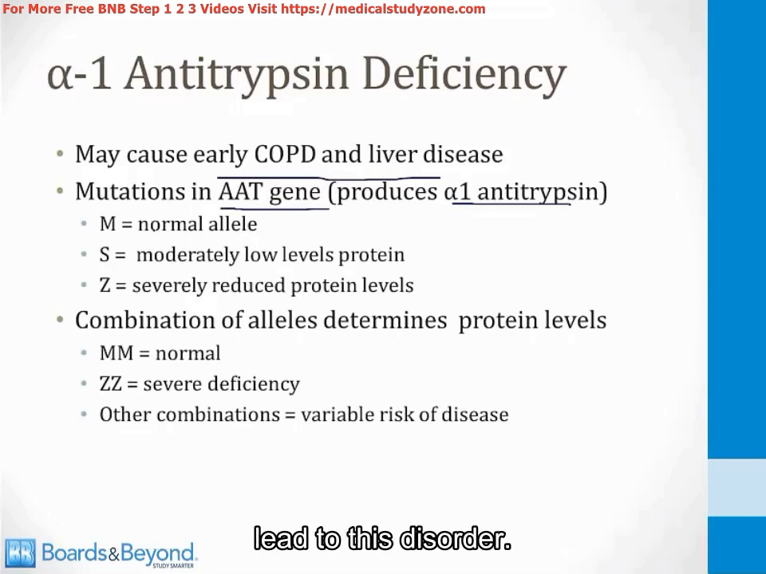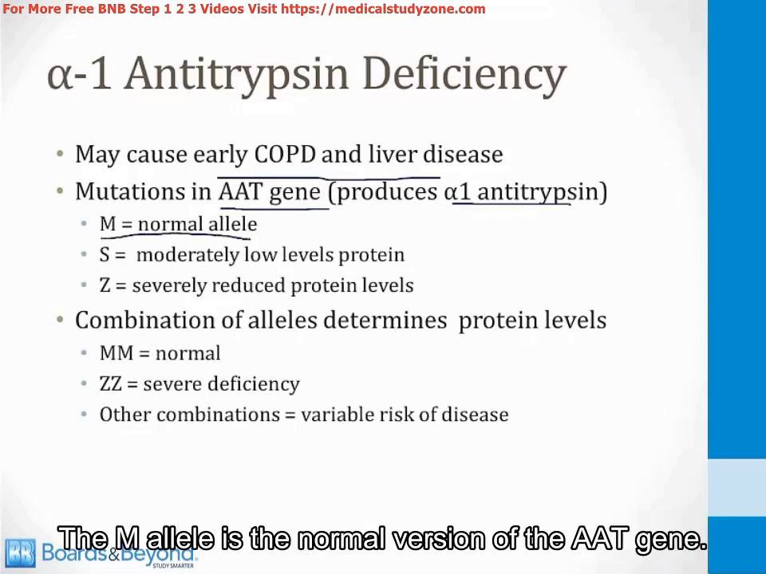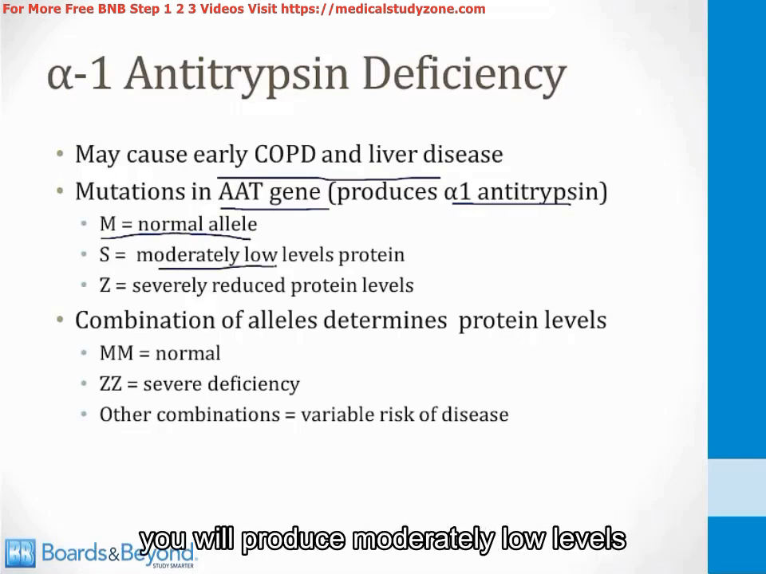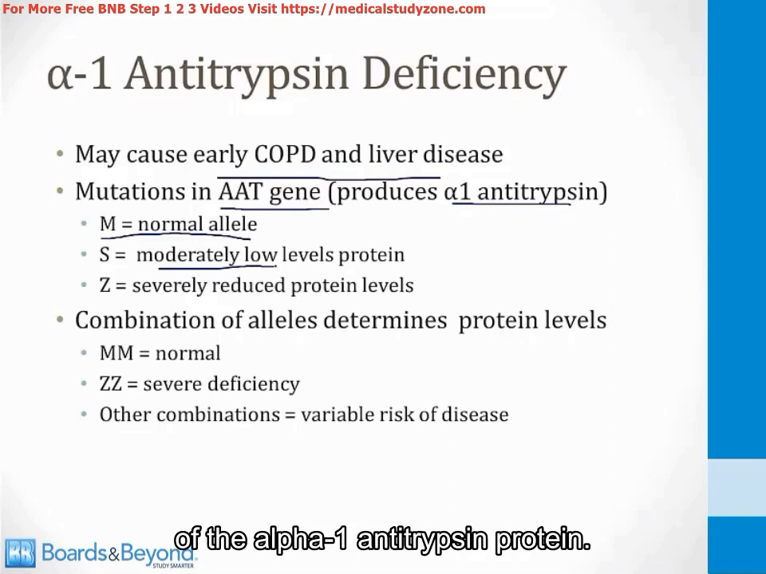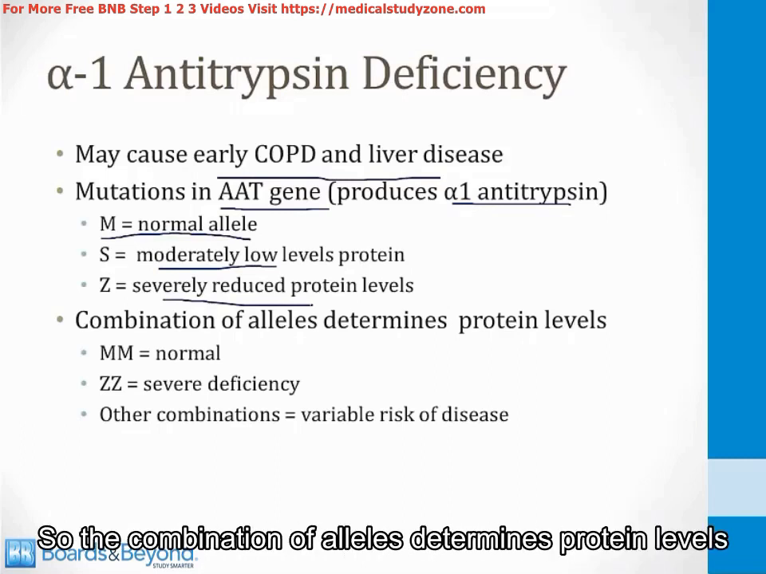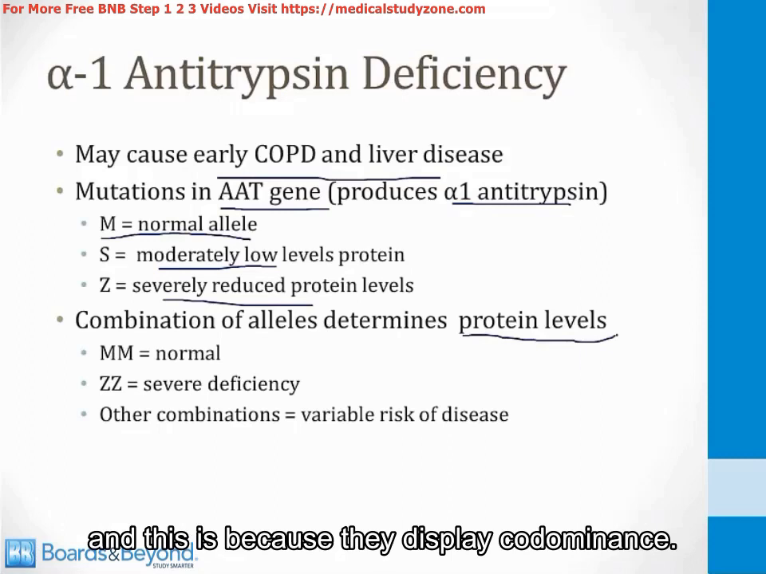this disorder. The M allele is the normal version of the AAT gene. If you have the S allele, you will produce moderately low levels of the alpha-1 antitrypsin protein. If you have the Z allele, you will produce severely reduced protein levels of alpha-1 antitrypsin. So the combination of alleles determines protein levels, and this is because they display codominance.